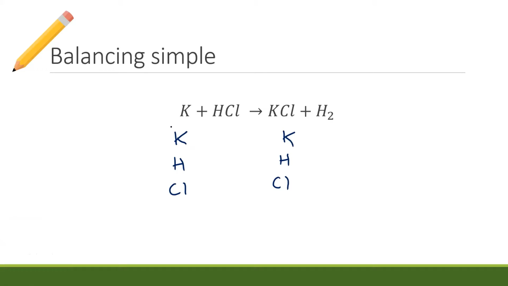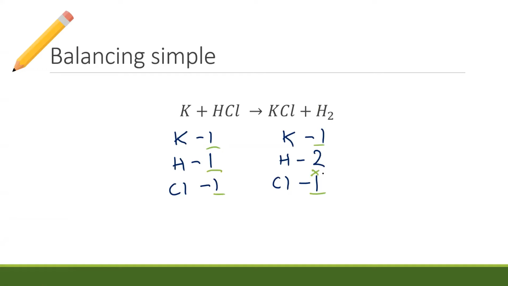How many Ks on the left? 1. How many Ks on the right? 1. How many H's on the left? 1. How many H's on the right? 2. How many Cl's on the left? 1. And how many Cl's on the right? 1. So if I look at this, 1 goes to 1. 1 goes to 1. 1 goes to 2.